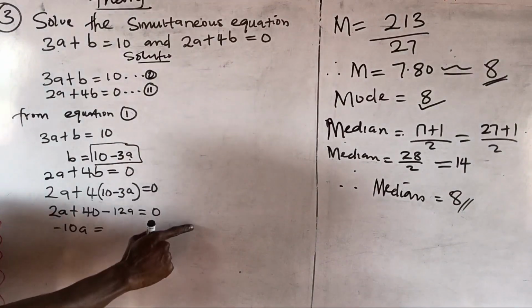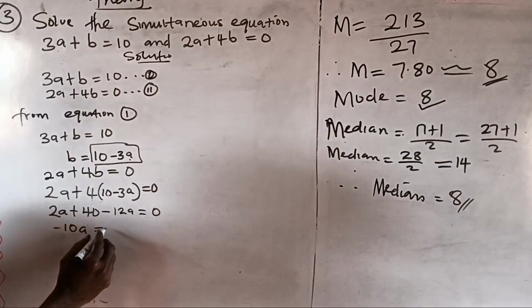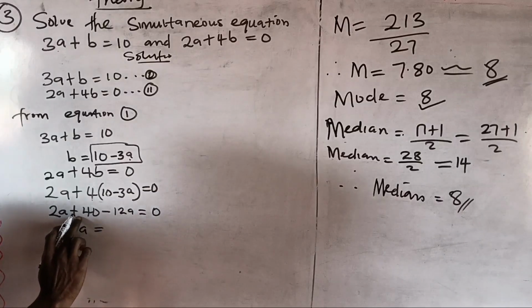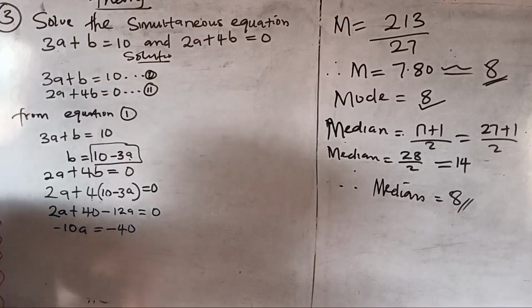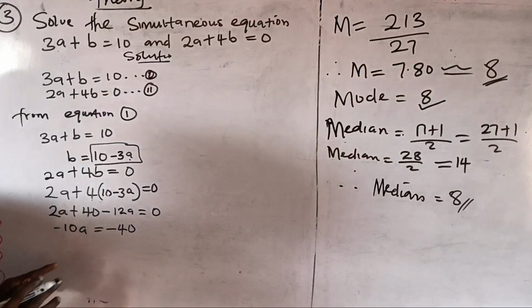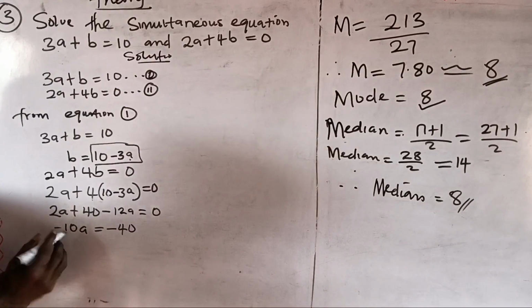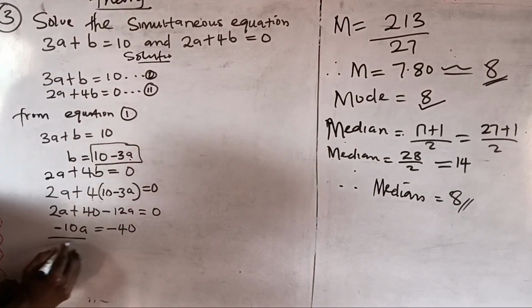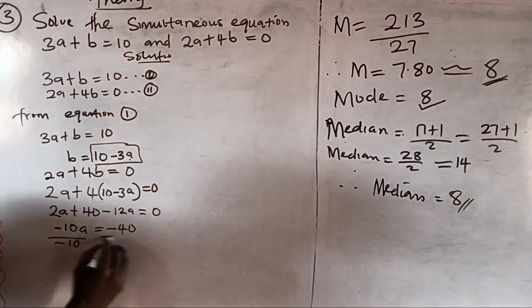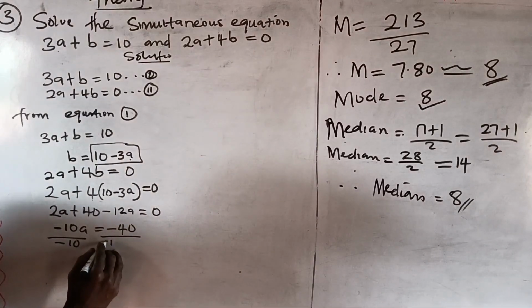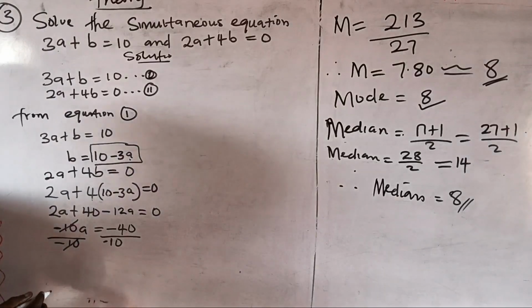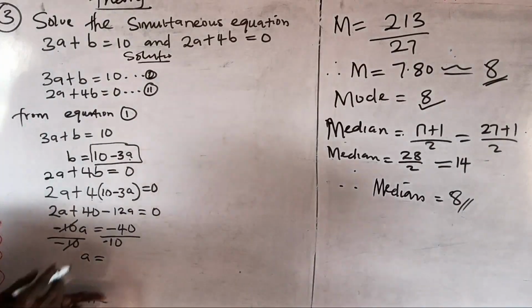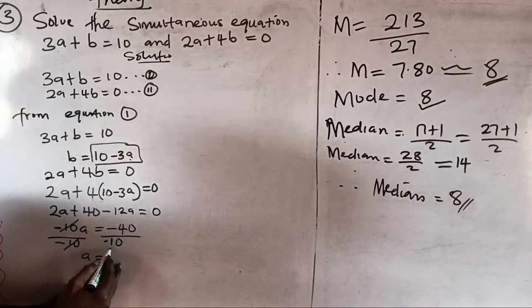I'm taking it to this equality sign. Let it come and meet here. So it will not change. This sign will change to subtraction, which is minus 40. So for this a to stay, I'm dividing all through by this minus 10. Minus 10 divided by minus 10. So minus 10 will cancel minus 10. We are left with a, right? So a equals minus 40 divided by minus 10.